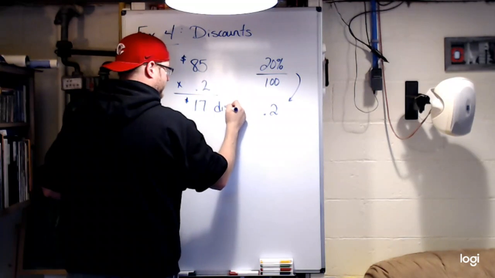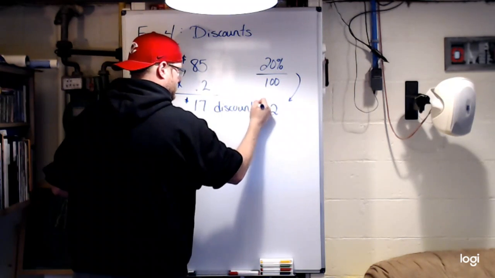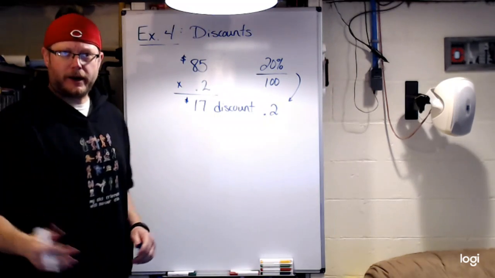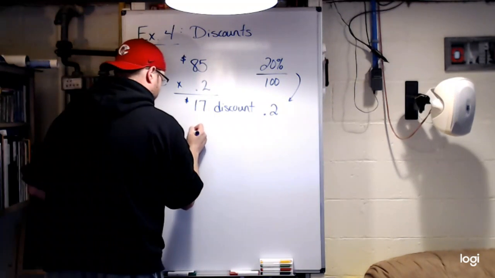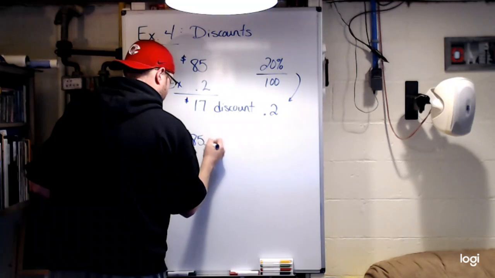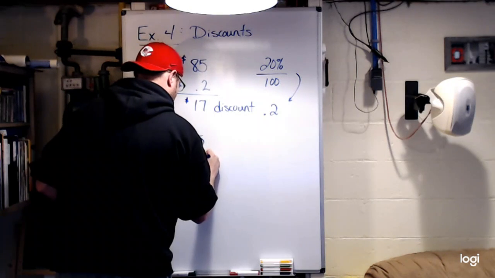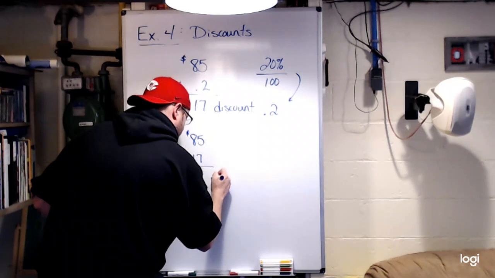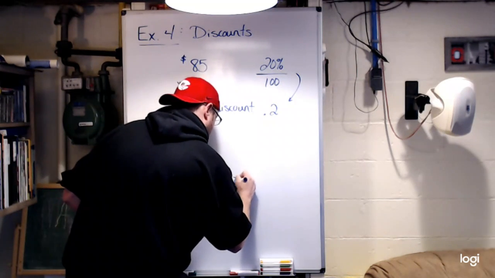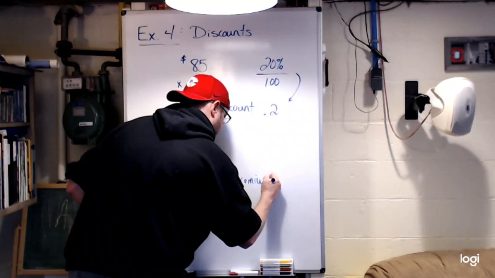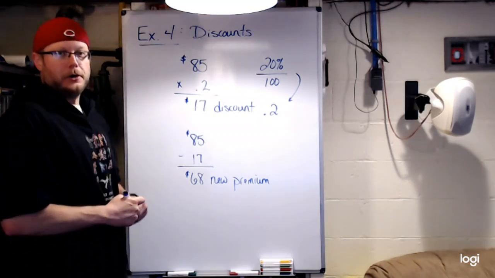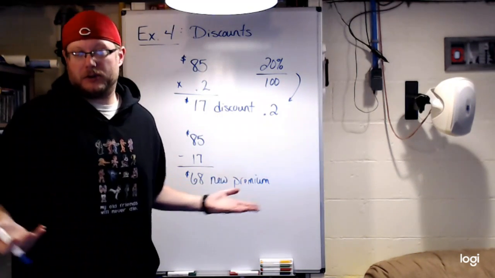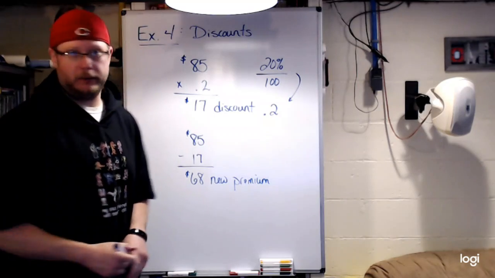That's going to be our discount. And we would subtract that. So you take your $85, your monthly premium, minus 17, and that makes it $68. That's your new premium. For those of you who don't know, that's what you pay for insurance. An insurance bill is a premium.